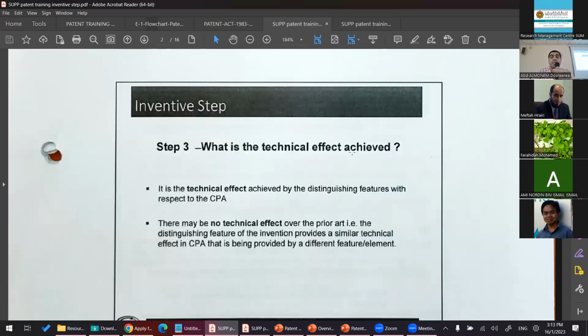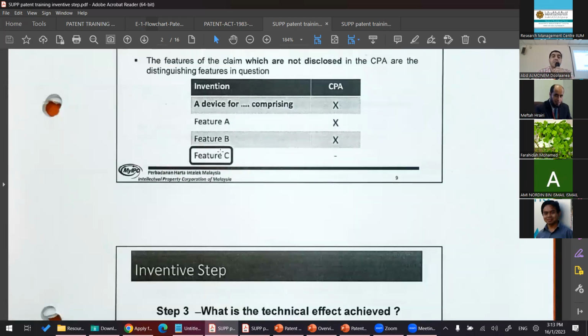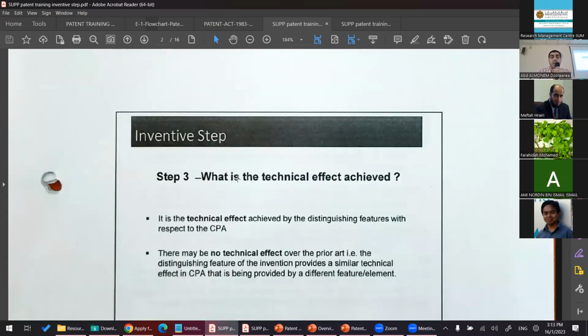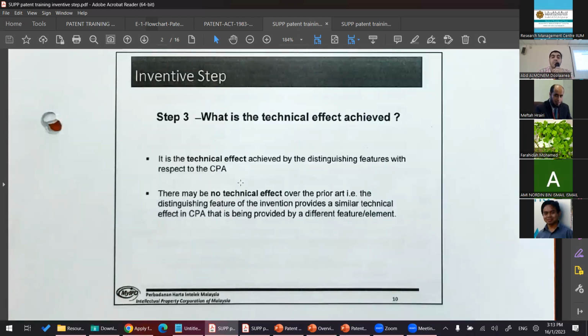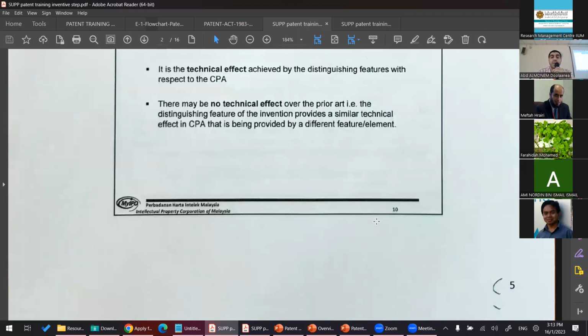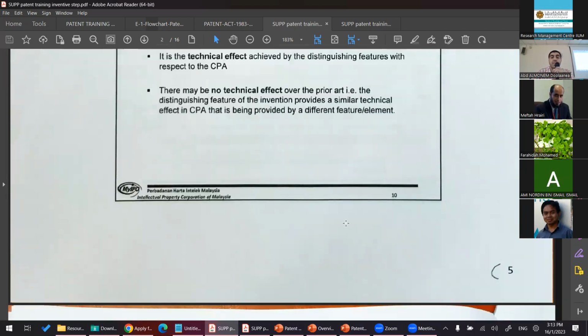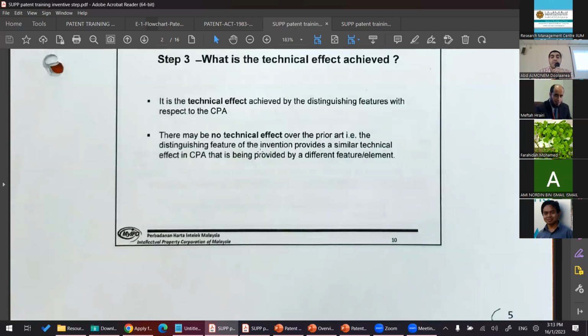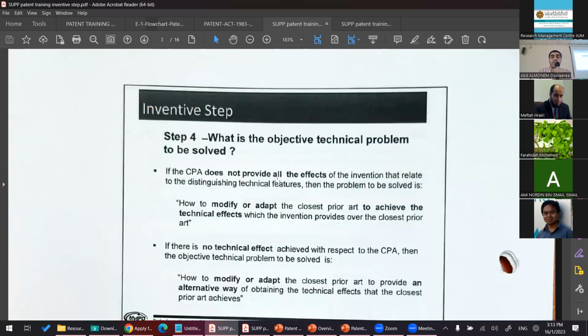So what is the technical effect achieved from this feature? What does this feature do? Find what this feature adds to the prior art. There may be no technical effect over the prior art, so the distinguishing feature of the invention provides a similar technical effect to that provided by a different feature or element. Sometimes, but in most cases, there is something that comes from this feature.